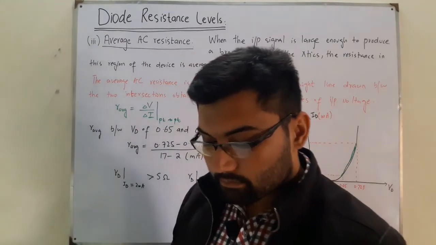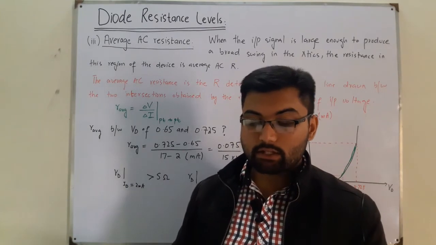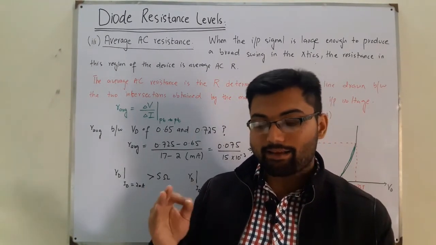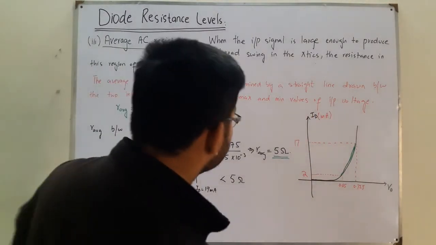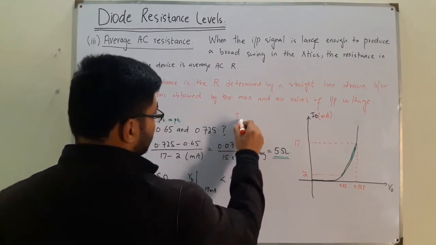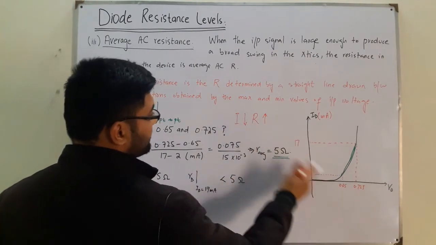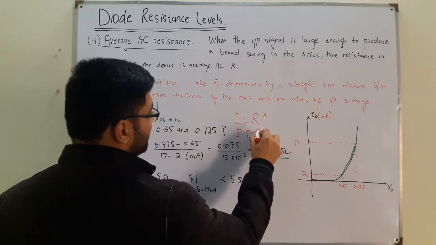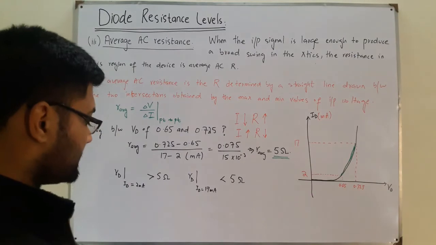The last point is, as with the DC and AC resistance levels, the lower the level of currents used to determine the average resistance, the higher is the resistance level. This we know from the previous videos: the lower the values of current, the higher is the resistance. And similarly, the higher the values of current, the lower is the resistance at that point. So that's all about the average AC resistance as well.